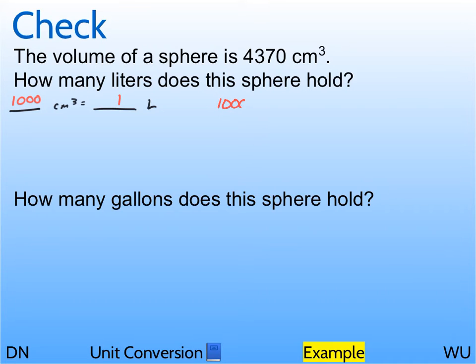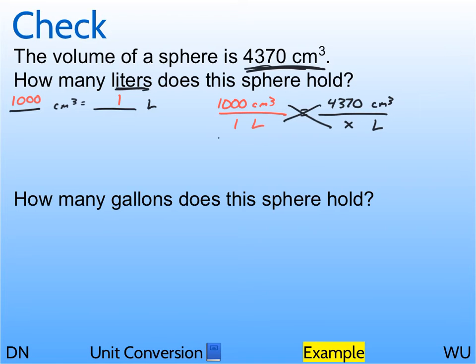We're going to start with 1,000 centimeters cubed over 1 liter. And now we're going to put in the information we know. So we have some sort of centimeters cubed, some sort of liters. The information we have is that we have 4,370 centimeters cubed. And since it says how many liters, we're looking for the liters, that's our x. Now we just cross multiply. So with that, we get 1,000x equals 1 times 4,370 is 4,370. And now to solve for it, we obviously have to divide by 1,000. And you get that x equals 4.37 liters. And that's the volume of the sphere in liters.